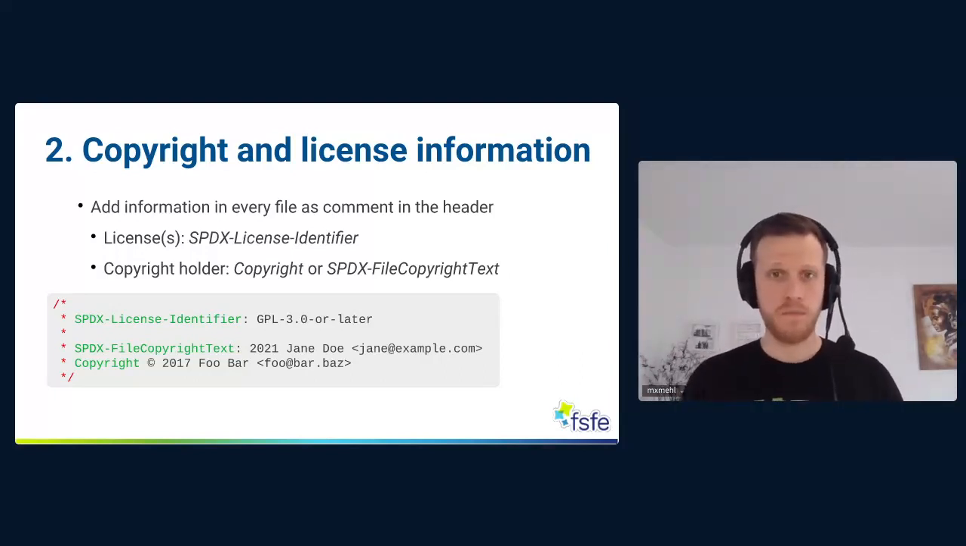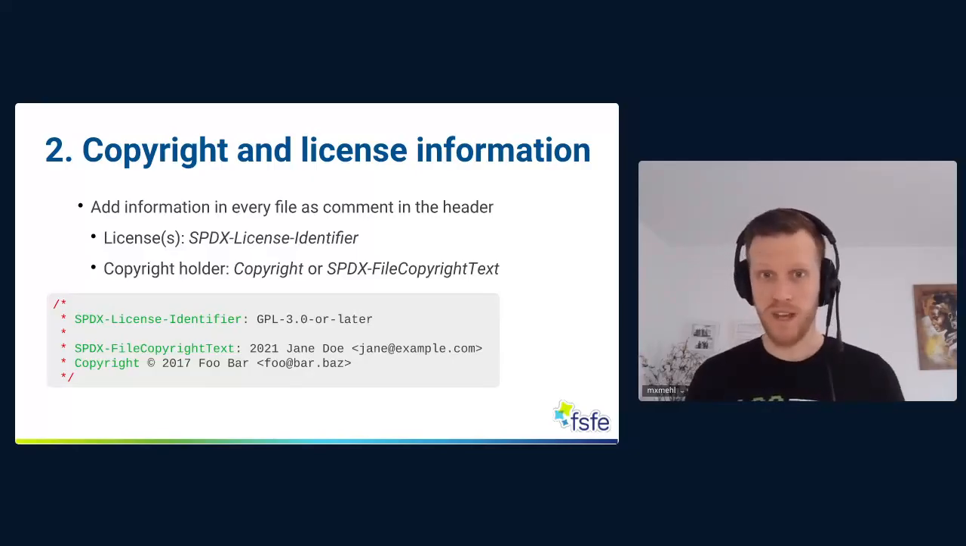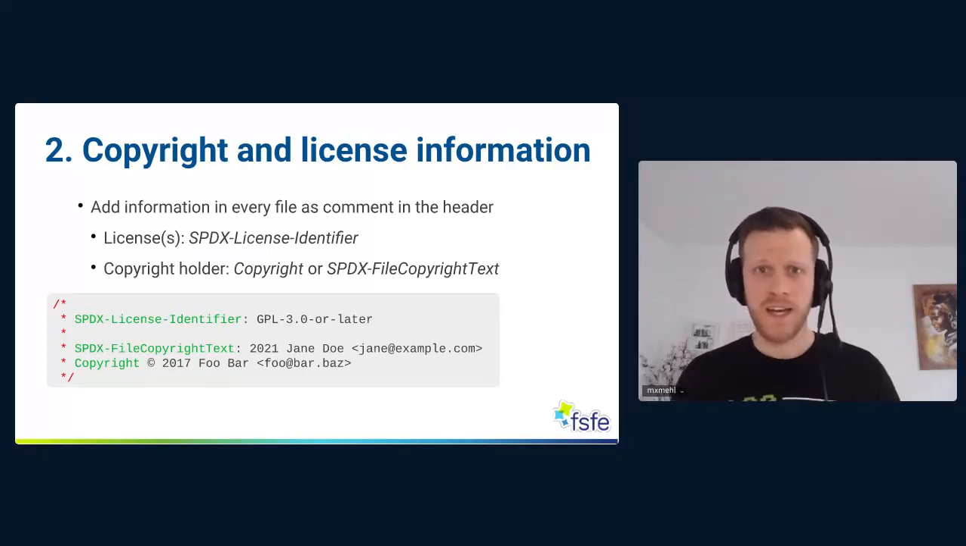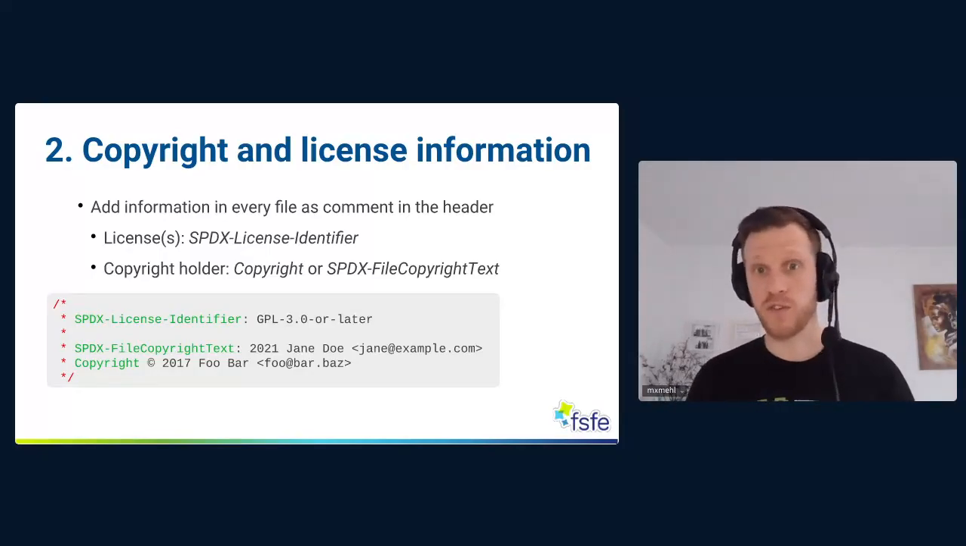In the example below, we see that this example file has the GPL 3.0 or later license. For copyright, there are many variants. We suggest to use the SPDX file copyright text. That's a tag, also, as you see, by the SPDX project. We use this because it's quite simple to find for tools, but also for machines.